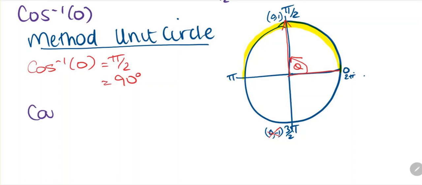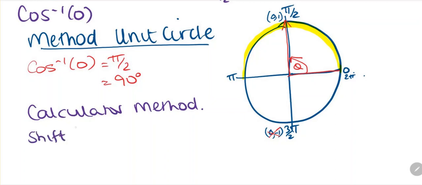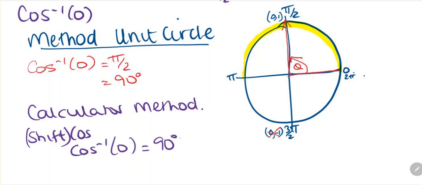And if you wanted to use the calculator method, or we can use this just to check our answer. So we use shift and cosine, which will give us cos minus 1 in the calculator, and 0. The answer is 90. And to convert this into pi radians, we multiply by pi over 180. And we'll have pi over 2.